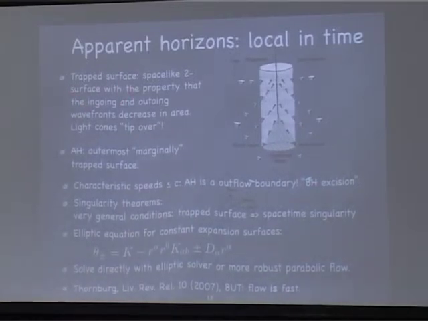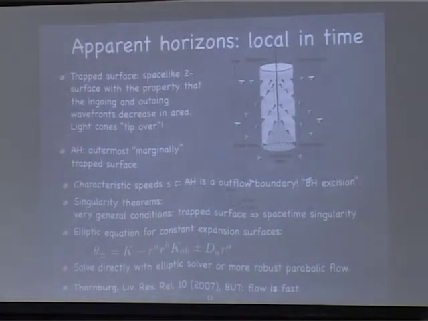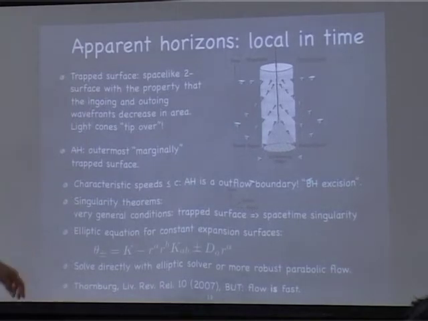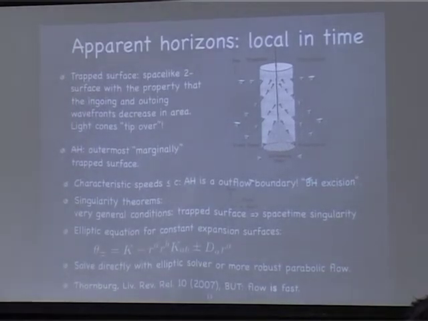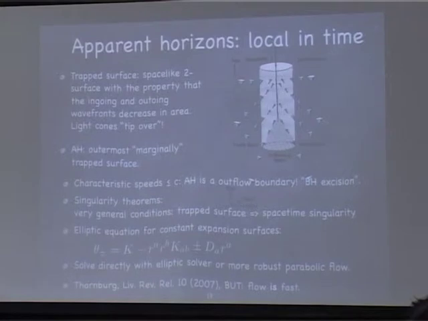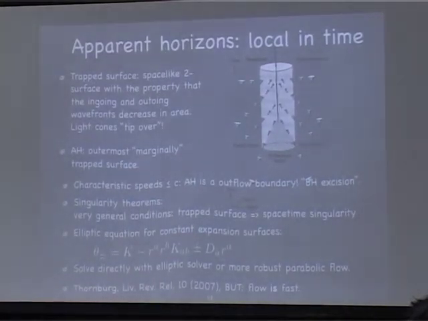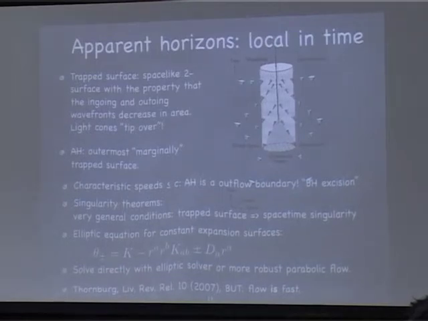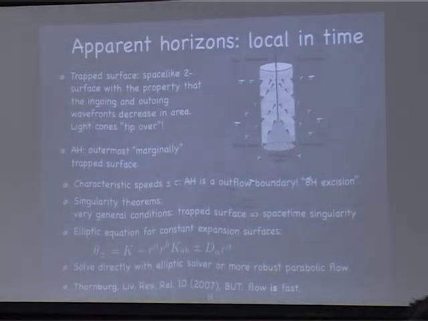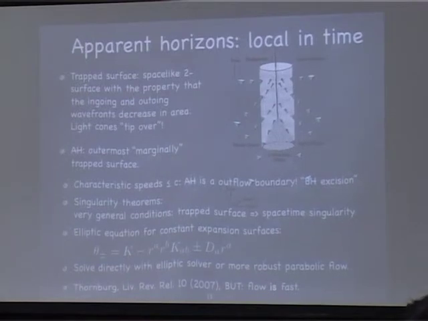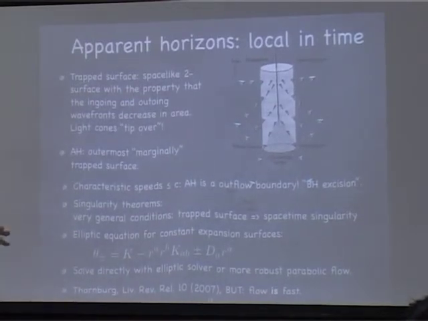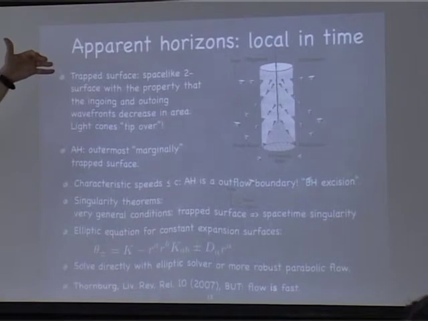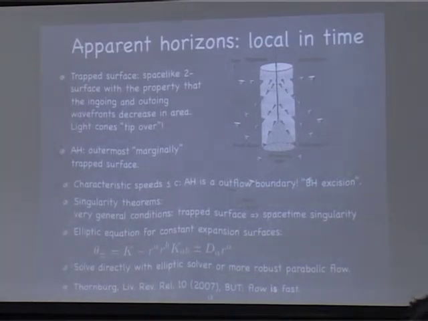A trapped surface is a space-like surface, a two-surface, like a sphere, and it has the following property: the ingoing and the outgoing wavefronts decrease in area. What does it mean? Imagine you have a sphere, and on this sphere you have some light bulbs, many of them, and you just flash these light bulbs. Then you have a wavefront which travels outward from the sphere, and another one which travels inward.